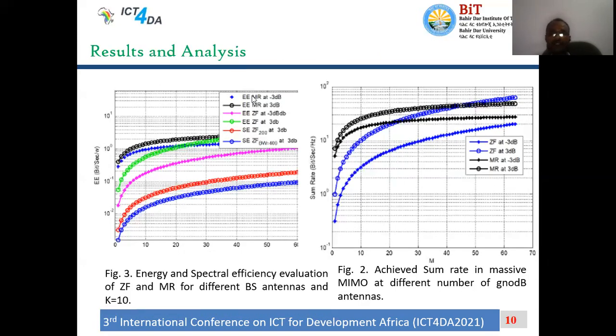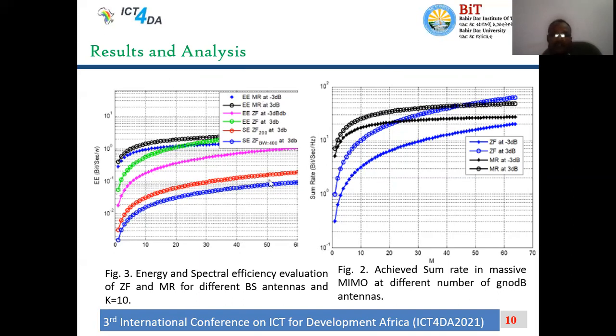So based on this proposed algorithm, we have compared the maximal ratio transmitter and zero forcing precoder for some fixed transmit power. As the number of antennas increases, the energy efficiency of the system for maximal ratio and zero forcing also increases, but after some number of antennas, the graph starts to decline, because the effect of the number of antennas on total power consumption exceeds the effect of the number of antennas on the capacity.